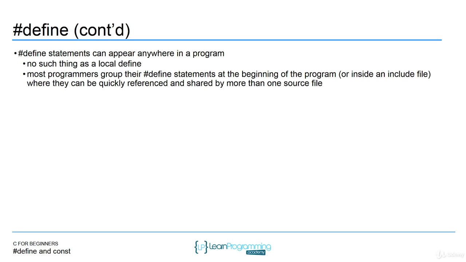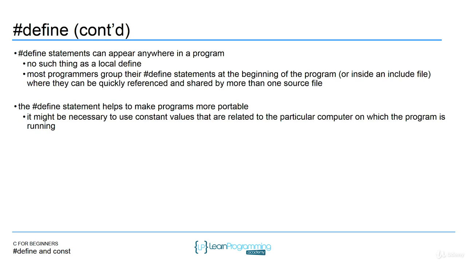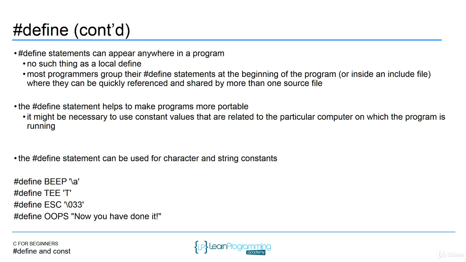It doesn't have any local or global. You can just put it anywhere, and anywhere in the program you can see it, even if it's being used before it's defined. Define statements are also really good because they help make your programs more portable. Sometimes you can use a define statement and relate it to a particular computer you're running on when the program is running, and it will get that right value.